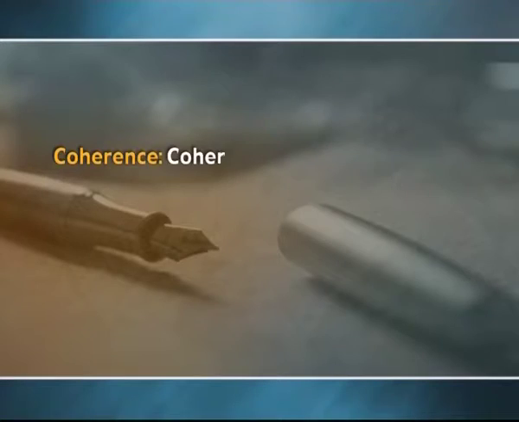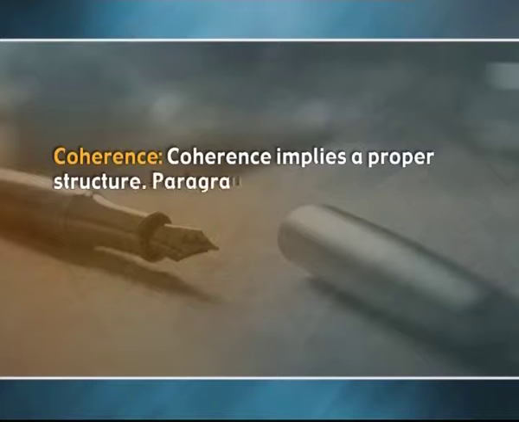Sometimes, while writing, authors choose to write different issues in different paragraphs, which will support the main argument of the essay. For example, in an essay on pollution, we can write different paragraphs on air, water, soil and noise pollution, which will support the main topic of pollution. The next component is coherence, which is also very important in a piece of writing. Coherence implies a proper structure.